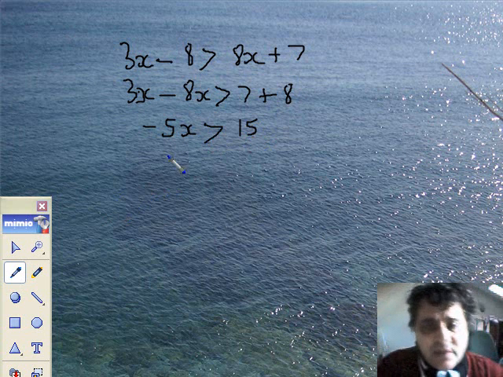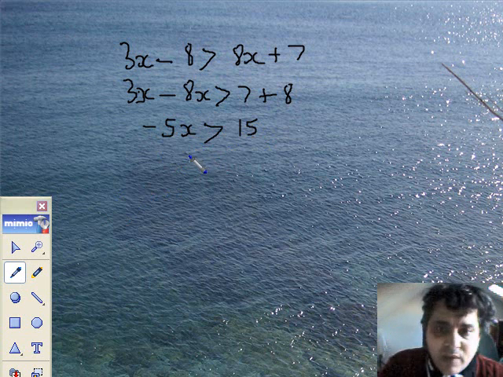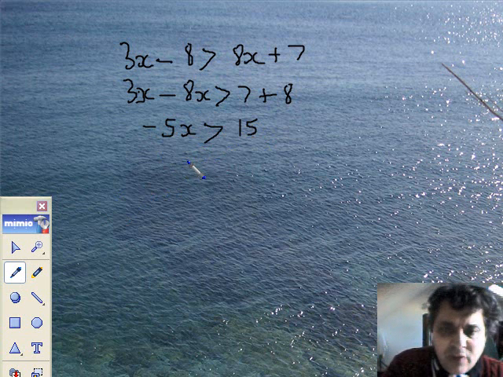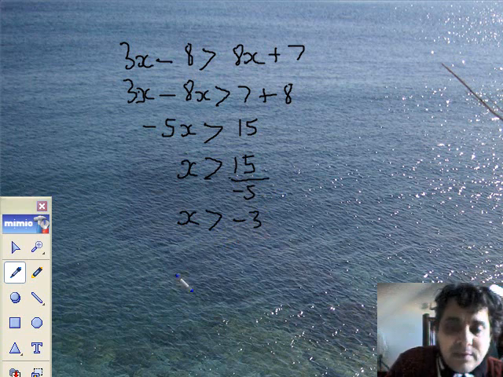Now under no circumstances do you ever divide by a negative value when playing with inequalities or trying to solve them. And the reason being, you won't get the right answer. Let's just see what happens if you go and divide by minus 5. I'm just going to highlight this to you. So I've got 15 divided by minus 5 as if it was an equation, and that means you're telling me that x has got to be greater than minus 3.